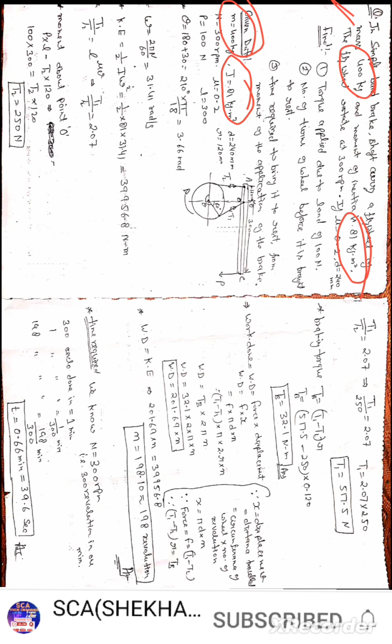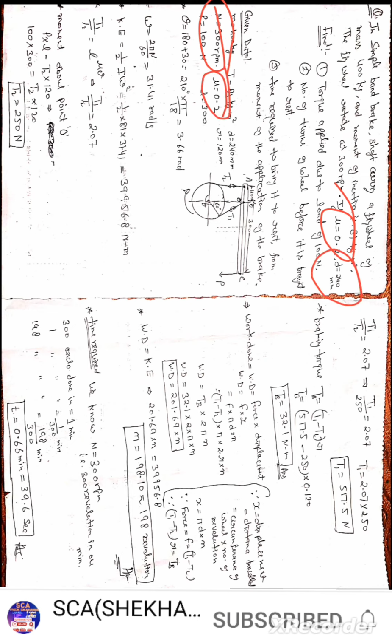The flywheel rotates at 300 rpm. So note N is equal to 300 rpm. The coefficient of friction is 0.2. The diameter of the drum is 240, so the radius will be 120.